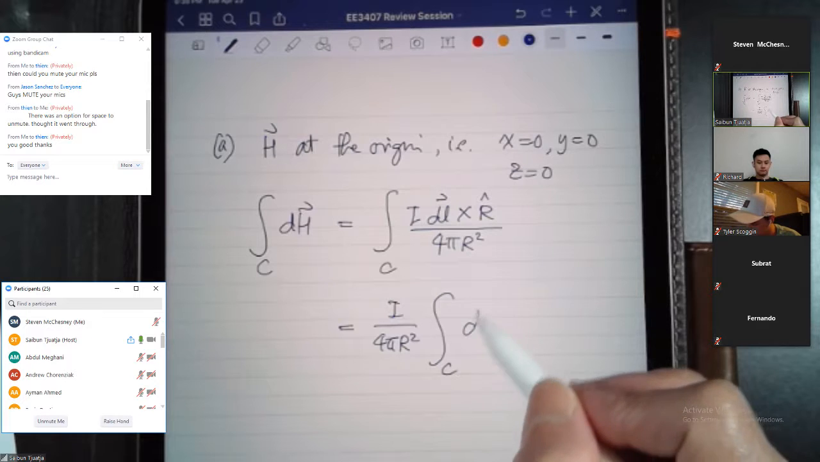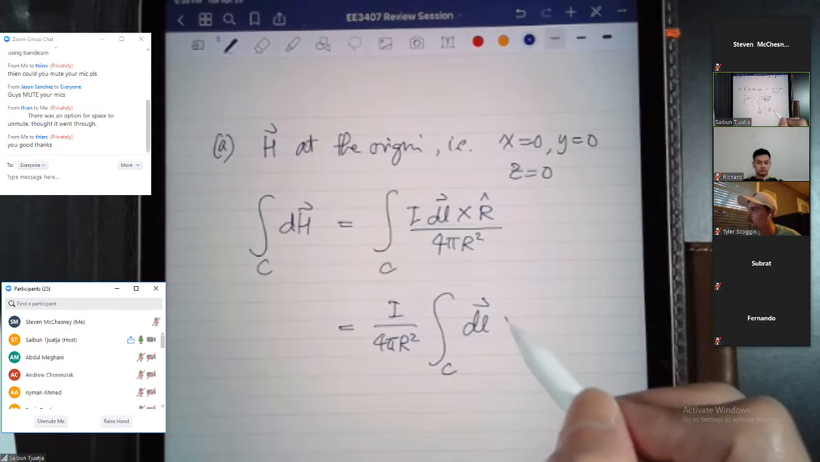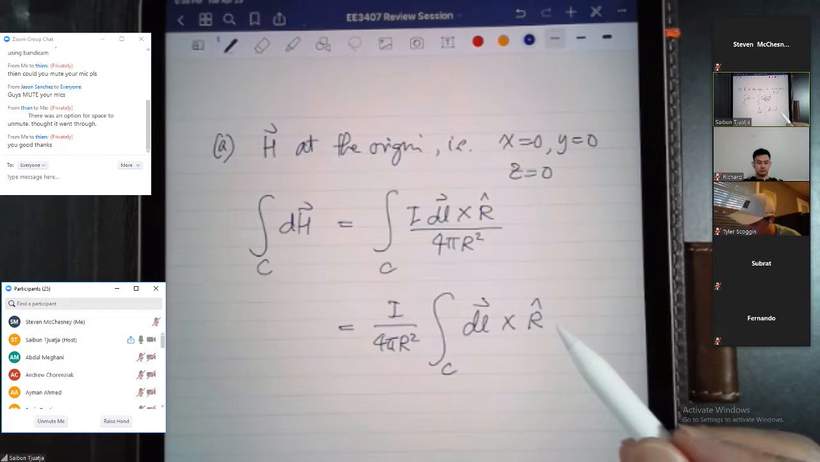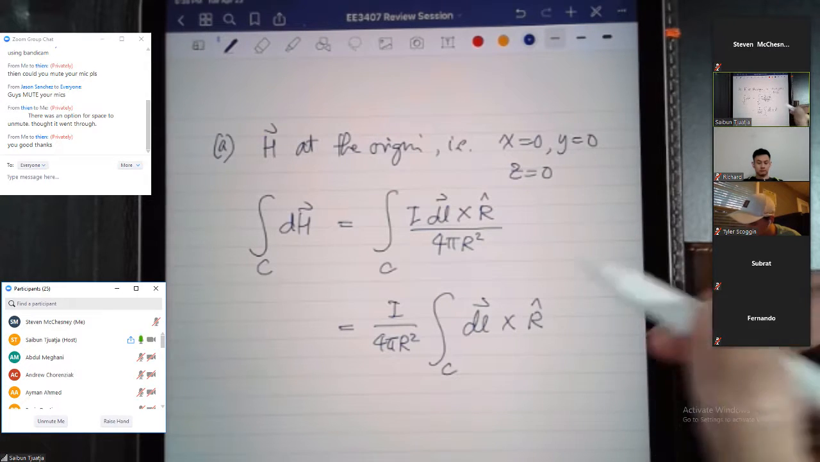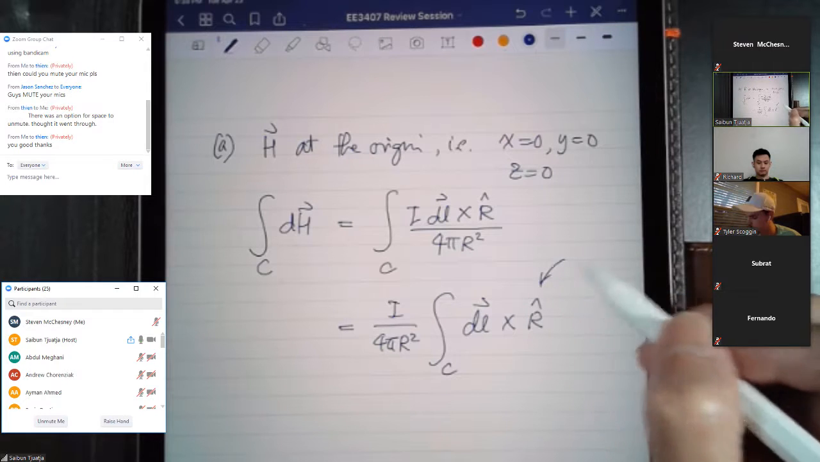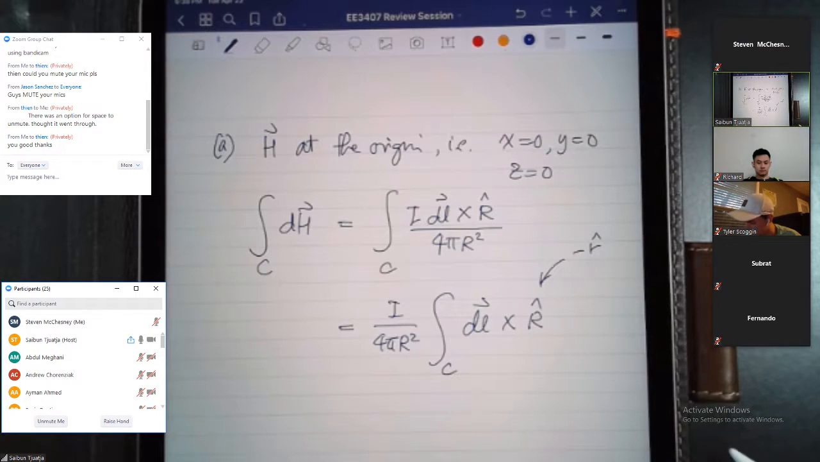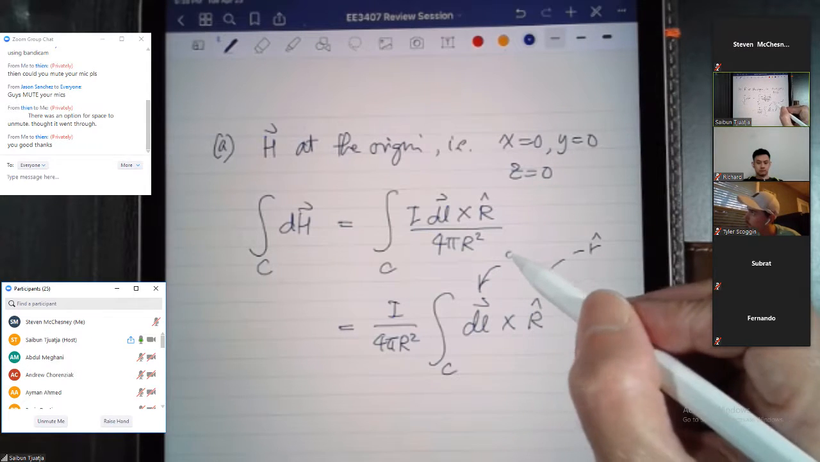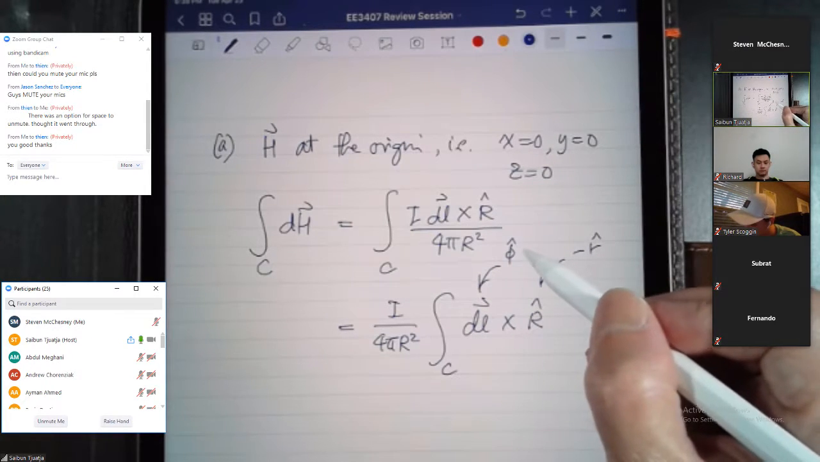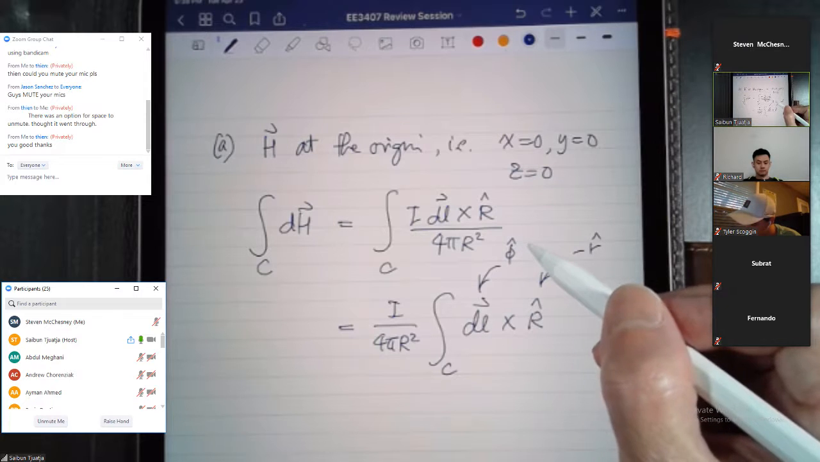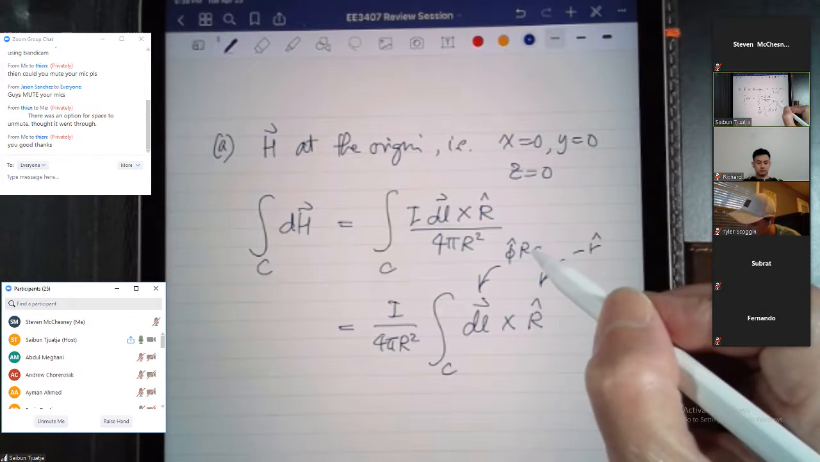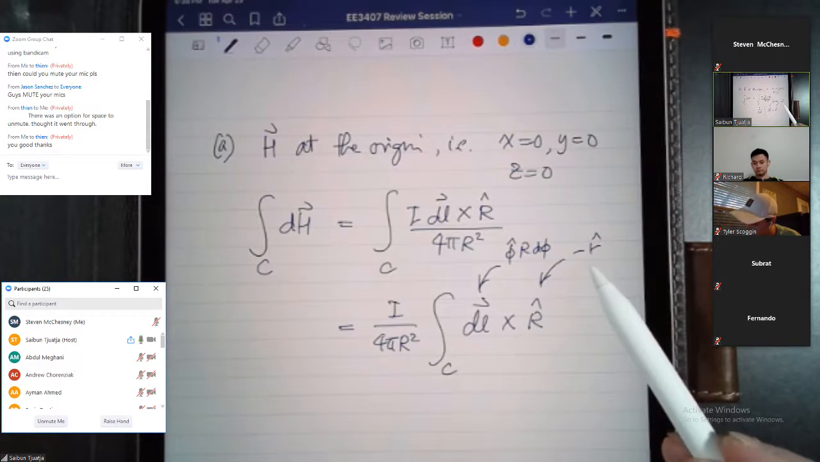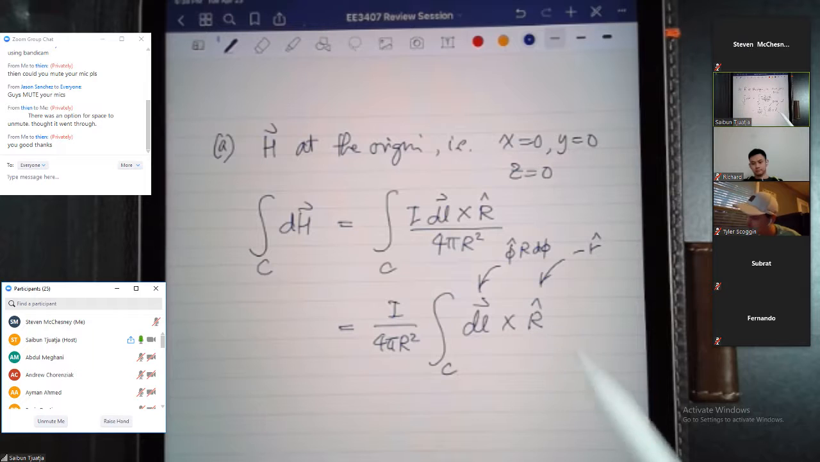So let me write this down first. dl cross with r hat, right? So r hat, in terms of cylindrical coordinates, is nothing but negative r hat. This one is nothing but phi hat times r d phi, right? Correct. So this is cylindrical coordinates. R hat is actually the opposite, right?